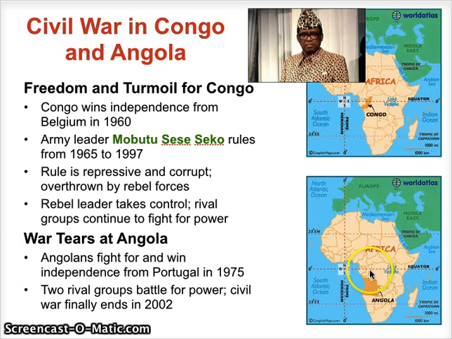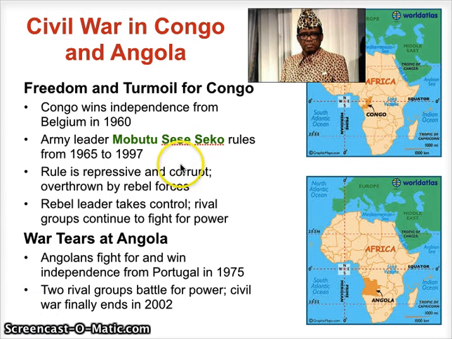Angola was a colony of Portugal. And Portugal actually sends a lot of troops to Angola to stop the rebellion, and they end up losing. So Portugal eventually gives Angola its independence in 1975. As soon as Portugal leaves, we have these two rival groups battling it out with each other. And one side is being funded by the Soviet Union, and one side is being funded by America. And it finally ends in 2002.